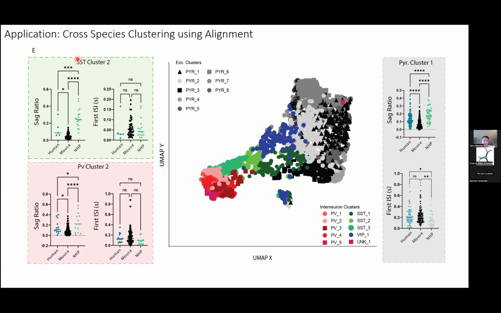Here, looking at SST cluster 2 in the light green, you can see that the sag in this cluster is higher in the NHP compared to the mouse and human, but the human also having a slightly higher sag than the mouse. But the first ISI doesn't differ. A similar story for PV cluster number 2, which is this light red right here. And then if you look over here for pyramidal cluster 1, which is on the far right, we saw an increased sag in the NHP and an increased sag in the human compared to the mouse, and an increased sag in the NHP compared to the human. And most interestingly, we actually saw a lower first ISI in the NHP compared to both the mouse and the human, with no difference in the first ISI between the human and mouse in this cluster.